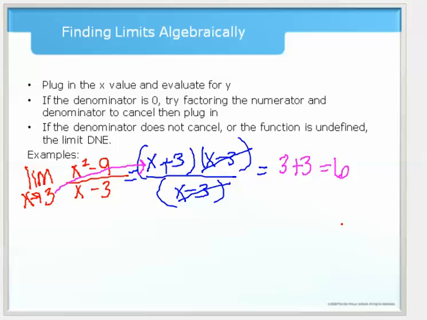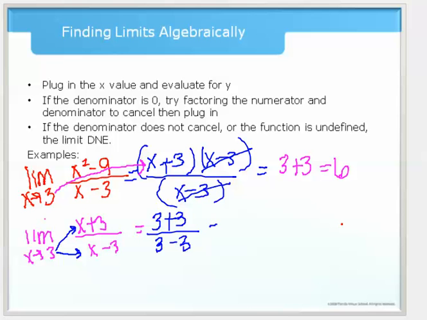Let's try another example. Let's try the limit as x approaches 3 of x plus 3 over x minus 3. Now, I can't cancel anything here, so I'm going to have to plug in the 3 to the numerator and the denominator. When I plug into the numerator, I get 3 plus 3, which is 6. But when I plug into the denominator, I get 0. And we know from Algebra 2 that if we have a 0 in the denominator, the function is undefined. That also means that the limit is undefined, or it does not exist.